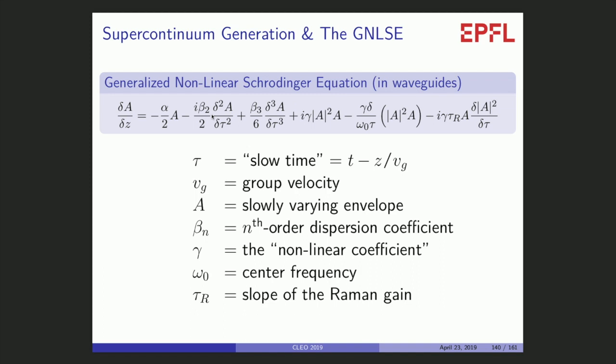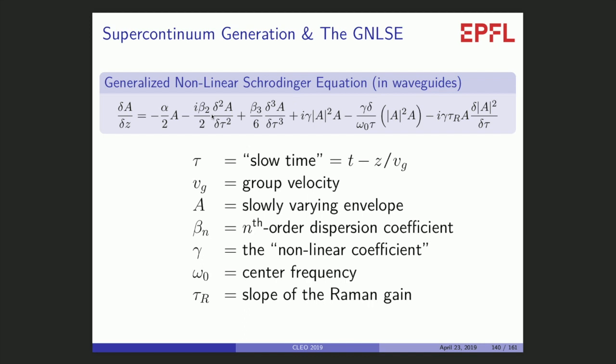So let's put everything together. In a fiber, you have the slowly varying envelope along the spatial coordinate. You have the parametric gain coefficient, gamma A cubed here. You have fiber losses that you need to include, so you need to include dissipation. And you also have dispersion.